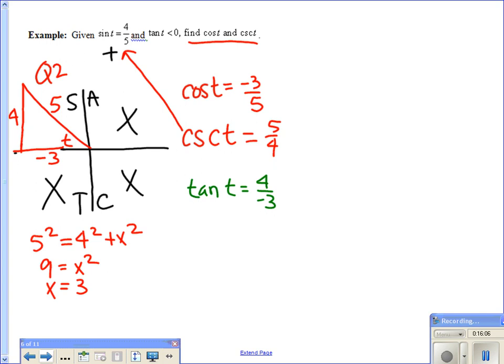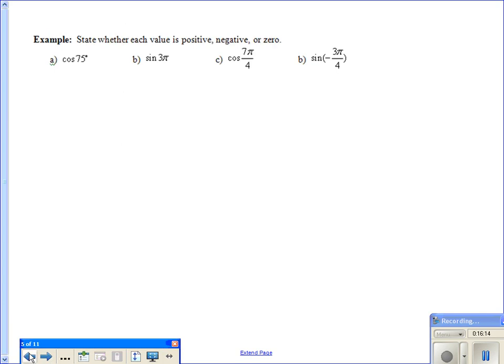So that's why it's good to know "All Students Take Calculus" and know which quadrants the trig functions are positive in and which are negative, because sometimes it helps us solve given certain information.